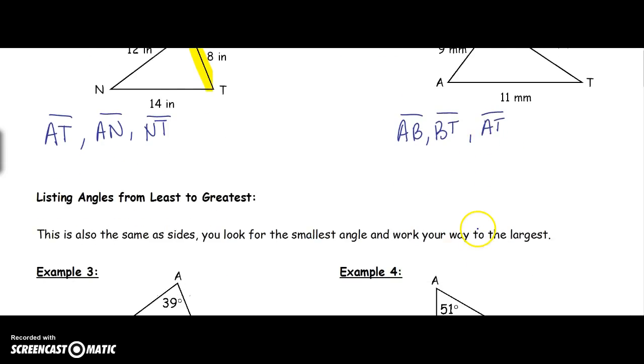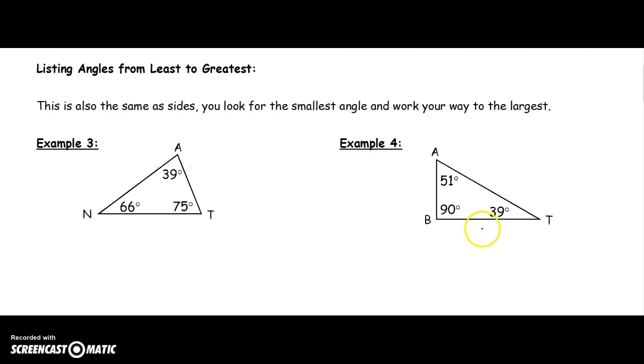The same concept goes with angles. So we're going to list these angles in order from least to greatest. You always find the smallest measure, which in this case was angle A. Next one would be angle N. And the last one is the largest one at 75 degrees, which is angle T. Example 4, here's the same one. Angle T is the smallest, angle A is the next smallest, and then angle B is the largest at 90 degrees.